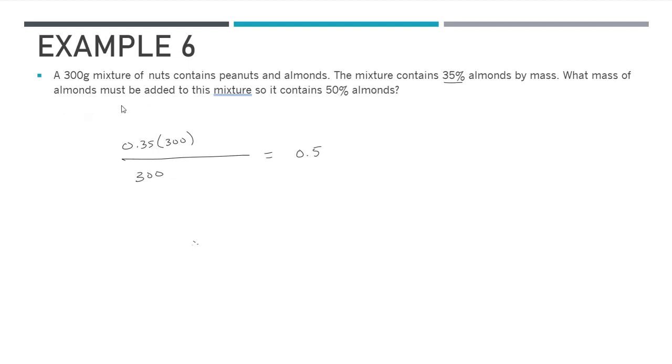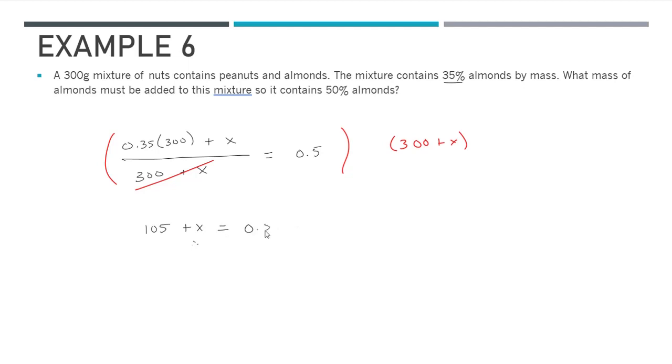Now I want to just add almonds and get it to 50%. So I'll let x be the amount of almonds I'm adding. But if I just add almonds, it also makes the total amount of the whole mixture go up. So I need to do that to my denominator as well. And now it's very similar to our other ones. I'm going to multiply both sides by this denominator to get rid of it. So 300 plus x. Now on the left side, that cancels out. I'm also going to simplify 0.35 times 300 is 105 plus x.